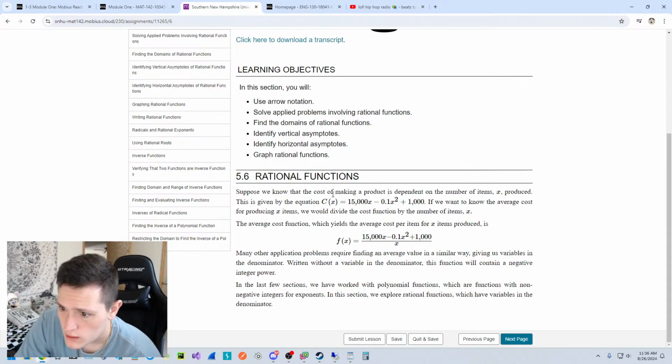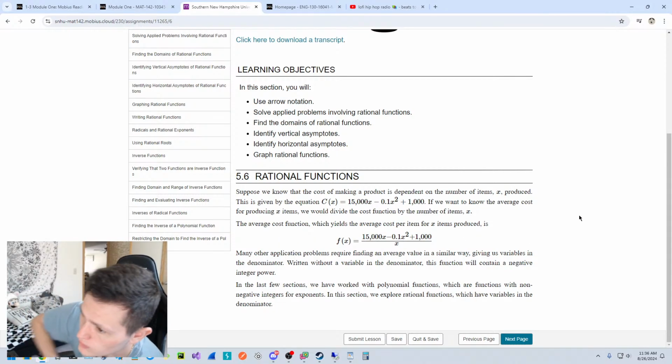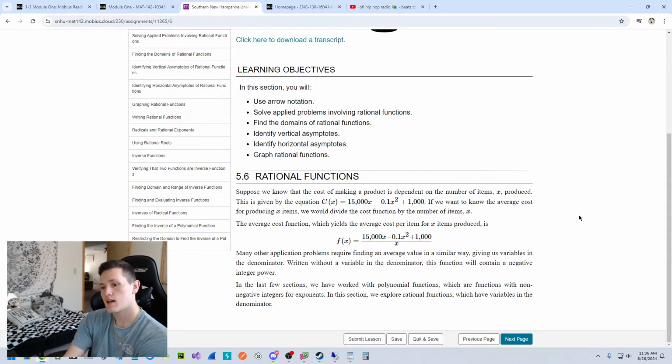Suppose we know that the cost of making a product is dependent on the number of items produced. This is given by the equation C of x equals 15,000x minus 0.1x squared plus 1,000. If we want to know the average for producing x items, we would divide the cost function by the number of items. The average cost function, which yields the average cost per item for x items produced, is f of x equals 15,000.